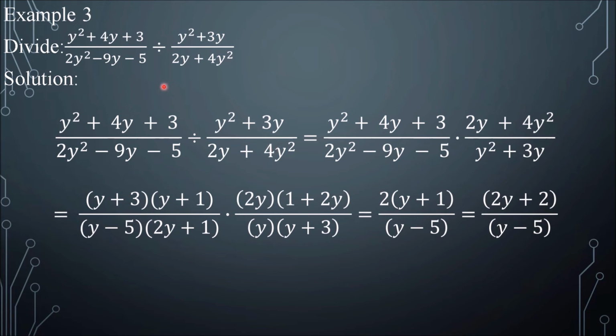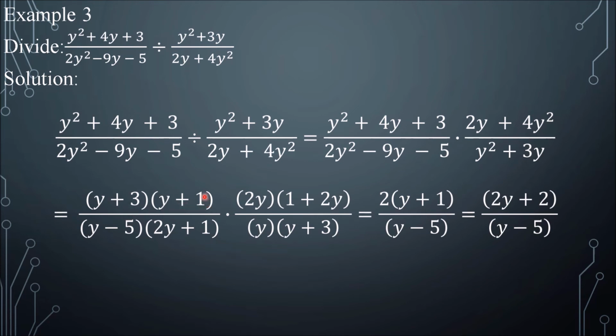More complicated example. Divide y squared plus 4y plus 3 over 2y squared minus 9y minus 5 divided by y squared plus 3y over 2y plus 4y squared. First, let's copy the example. And then this one will remain the dividend, and then division to multiplication, and then this one to its reciprocal. Next, this one can be factored into y plus 3 times y plus 1.